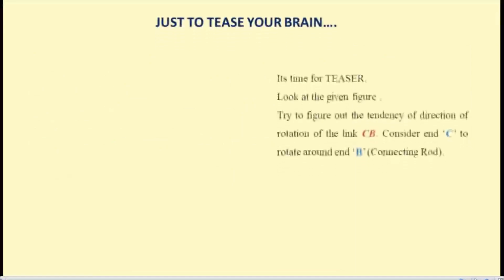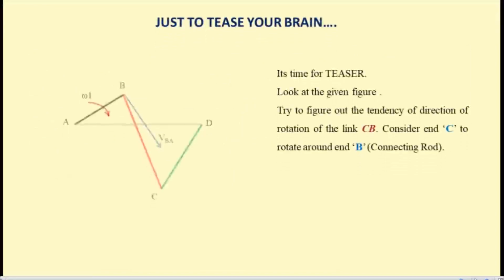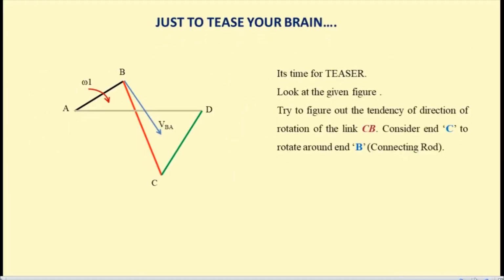Now just to tease your brain, look at the given figure. Try to figure out the tendency of direction of rotation of the link CB. Repeat. Look here, that is A to B, B to C, C to D and D to A. They construct a 4-bar mechanism. Mind it, A to D and B to C are not touching one another. They have some gap in between.